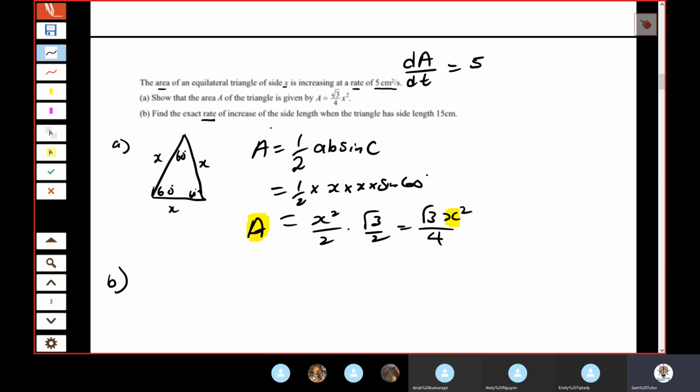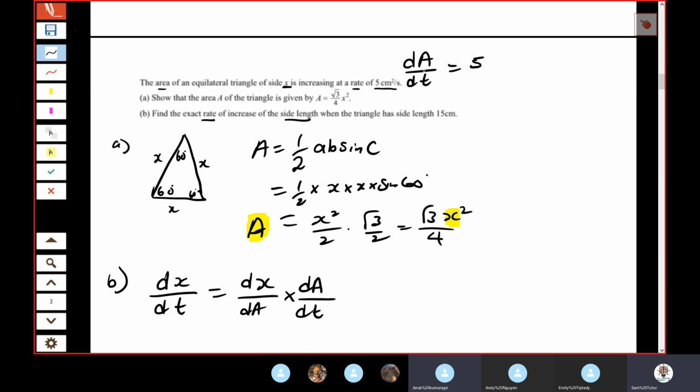Find the exact rate of increase of the side length when the triangle has side length 15. Okay, what are we trying to find? D what? I think now we know it's over dt. What are we trying to find? D what? The side length, so we can call that x. That is dx. So dx on dt equals dx on what? dA. Yes. How did you know that?